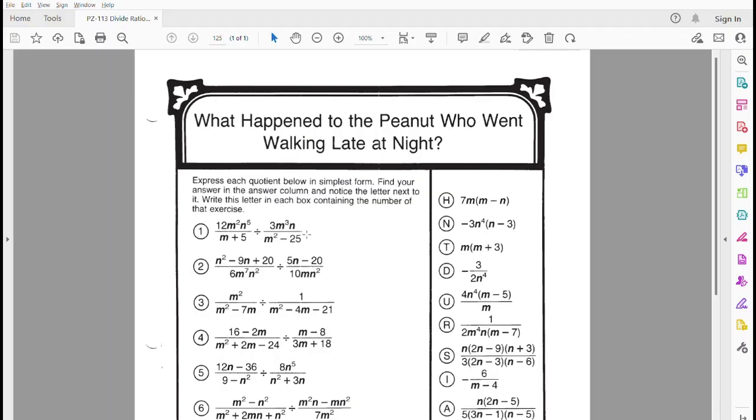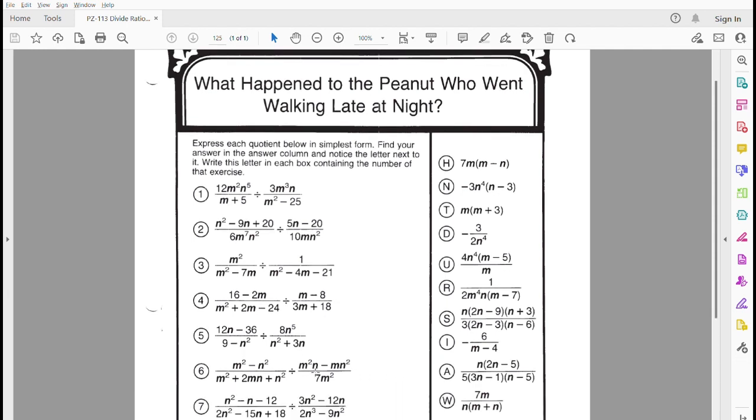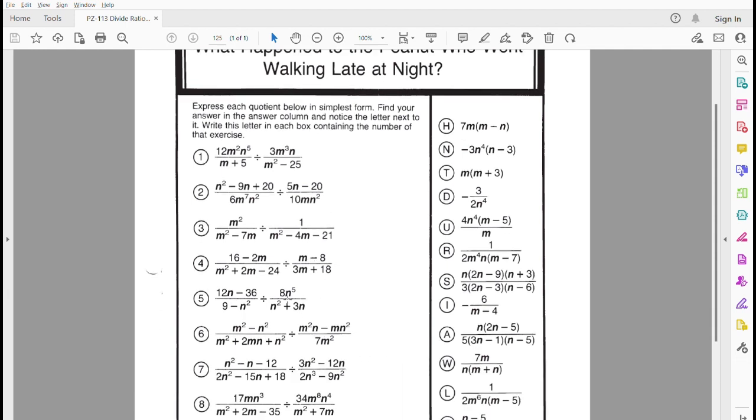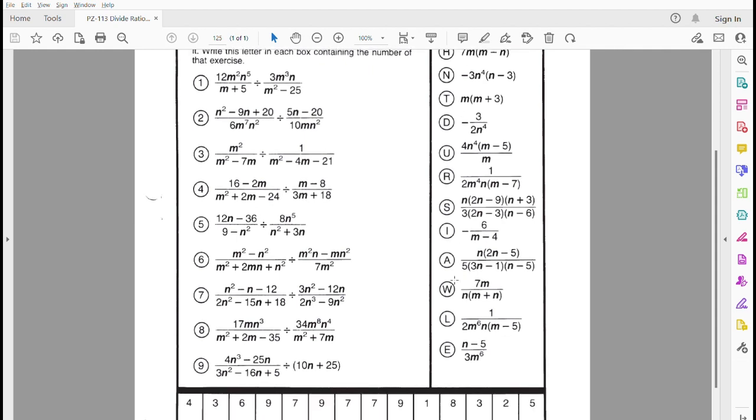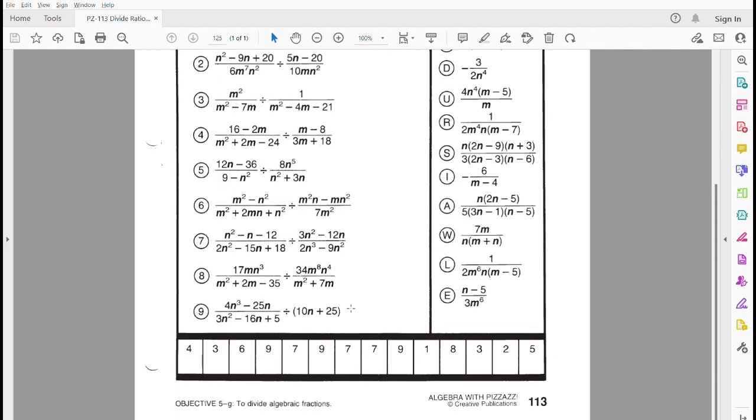So here's the puzzle we're trying to solve for this extra practice. In this one, we try to solve the riddle of what happened to the peanut who went walking late at night. Seems kind of ominous. So we've got a whole bunch of expressions with division going on. It's all division. And we have to simplify these into one of the expressions on the right side in this column. Once we find the expression that goes with the number, whatever letter that is, we're going to put that under that number down below here. So let's give this a shot and see where it goes.